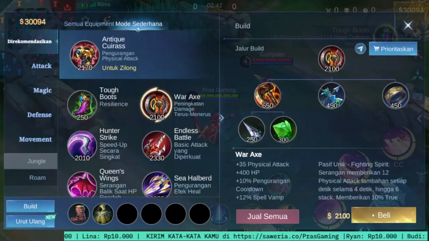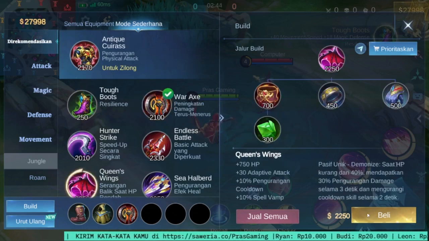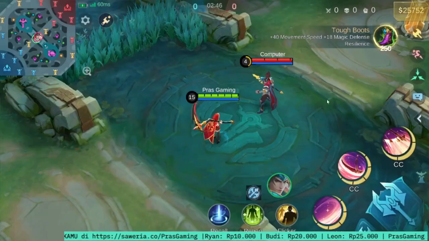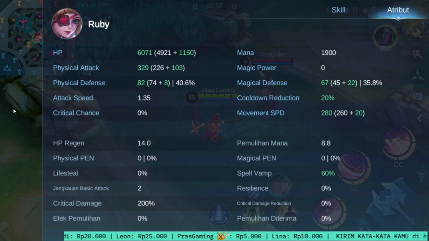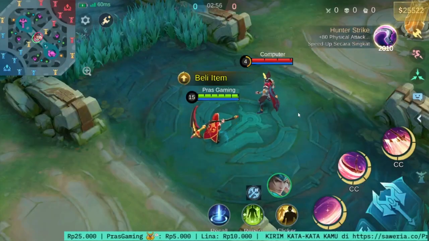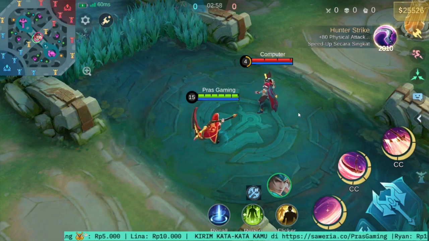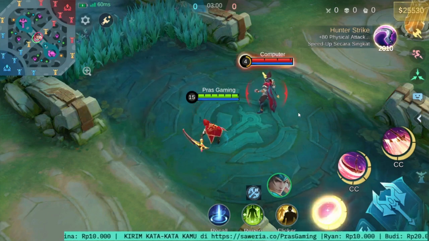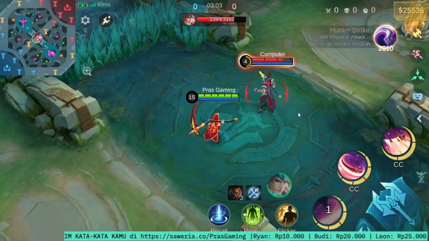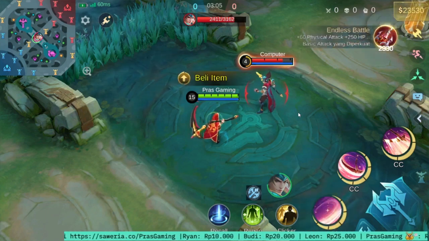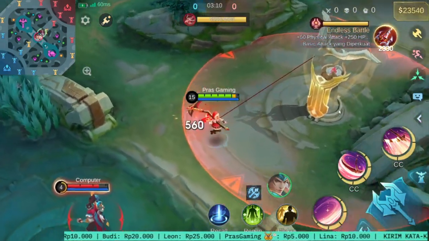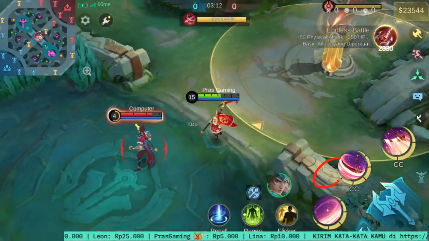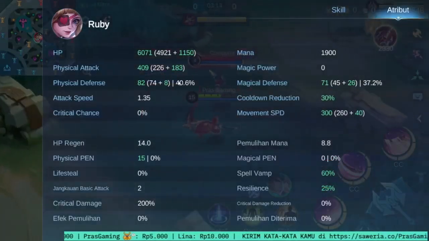Now we will buy War Axe and Queen's Wings. Then her SpellVamp is 60%. And this hasn't been added if she buys Oracle, Endless Battle, Talon Bravesmith, and Spell Column. Plus, the Festival of Blood stack is maxed, so in the late game, many are frustrated when they fight against Ruby. If you have other opinions, corrections, or additions about SpellVamp, just write in the comments column.